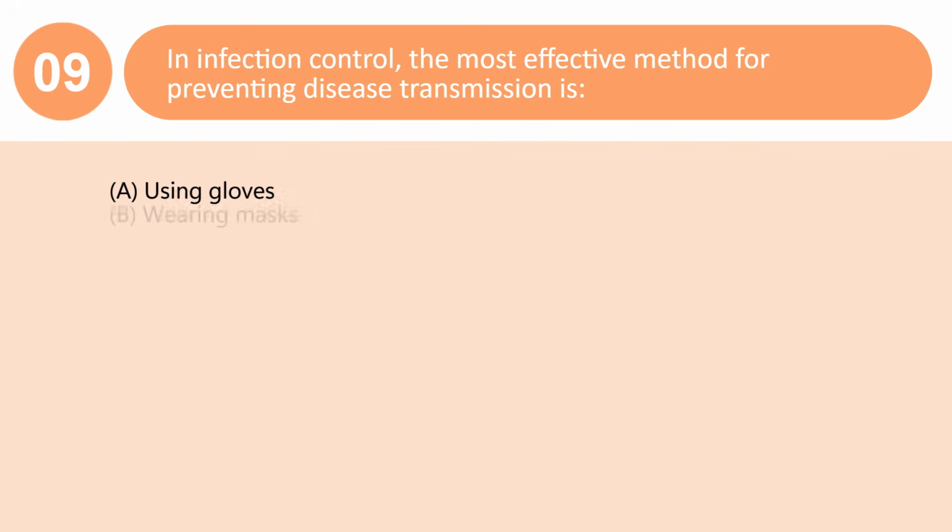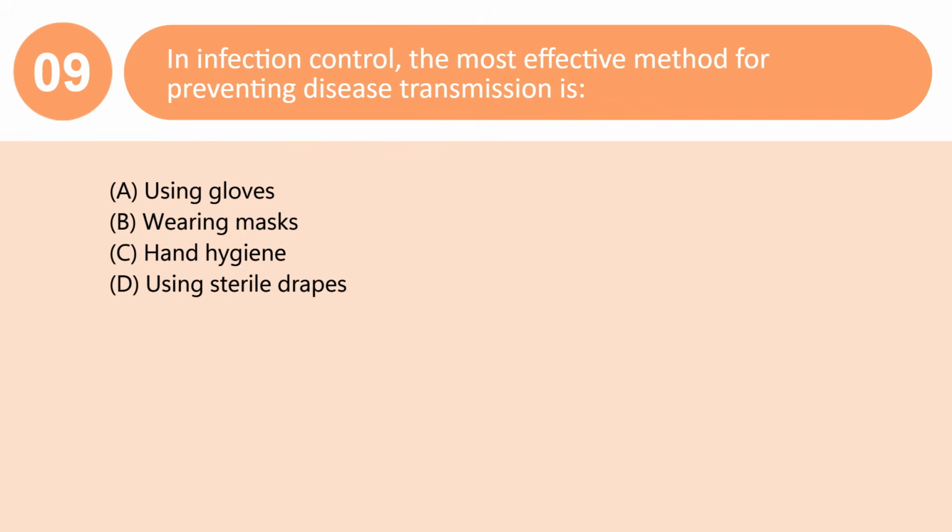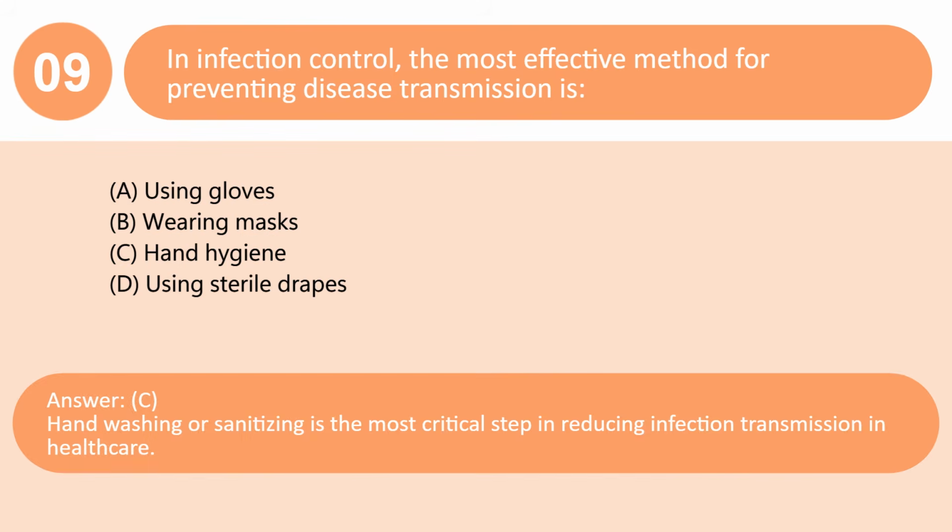In infection control, the most effective method for preventing disease transmission is A. Using gloves. B. Wearing masks. C. Hand hygiene. D. Using sterile drapes. Answer C. Hand washing or sanitizing is the most critical step in reducing infection transmission in healthcare.